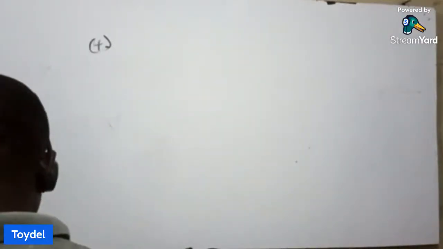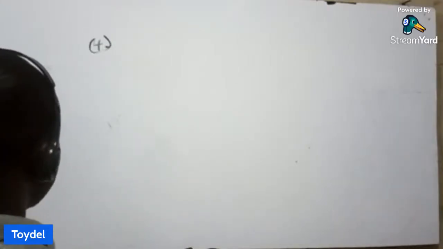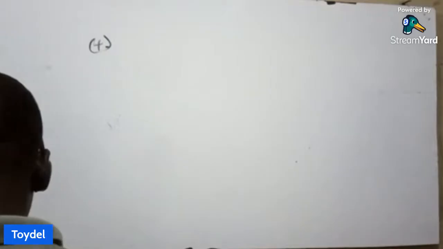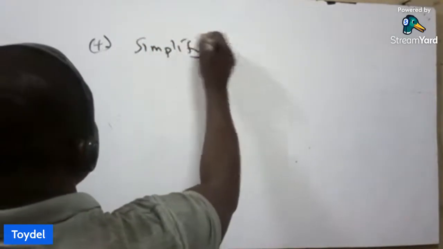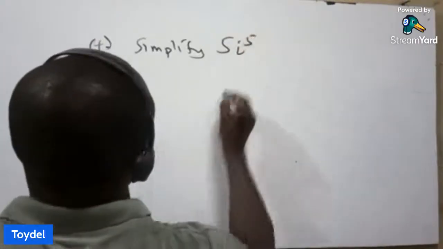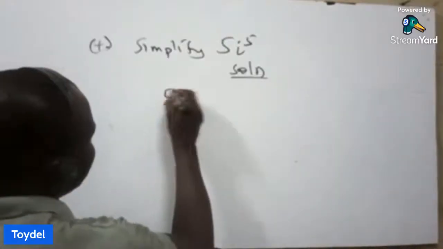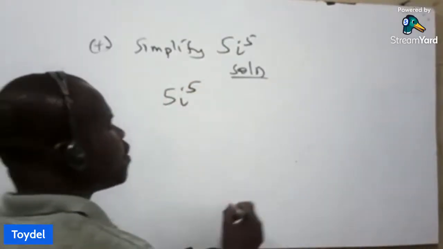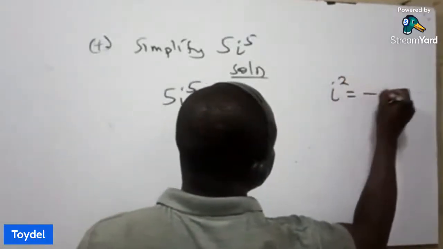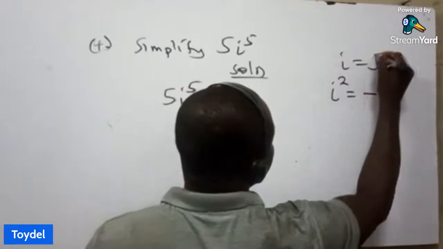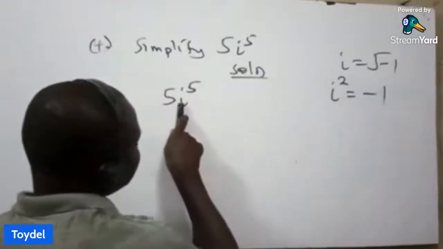Okay. So let me introduce one question on complex number. The question says simplify 5i raised to power 5. Of course, under complex number, we know that i squared is equal to minus 1. i is equal to square root of minus 1. So i squared is equal to minus 1. Then I have i raised to power 5.